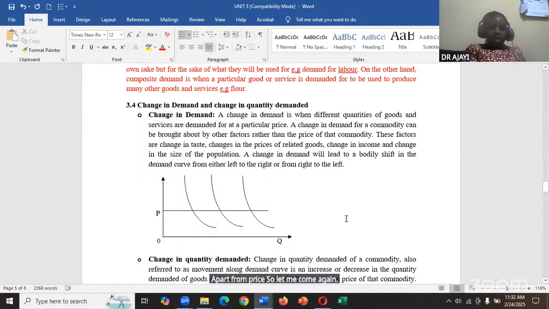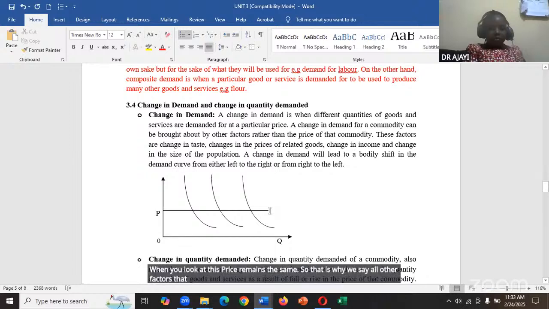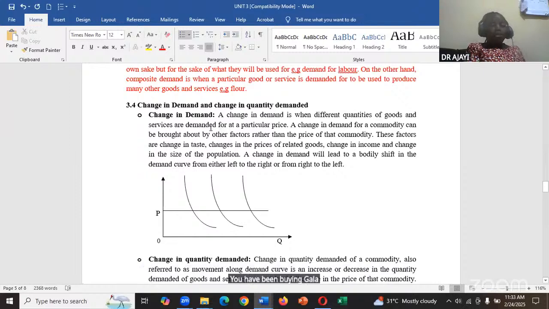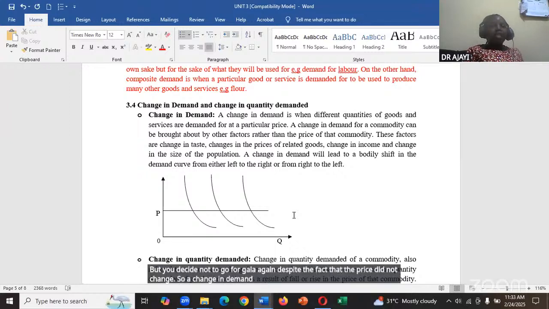When you look at this, price remains the same. That is why we say all other factors that influence demand, apart from price. So what brings about a change in demand is that price does not change. You have been buying gala for 100 naira. The price of gala remains 100 naira. But you decide not to go for gala again, despite the fact that the price did not change. So a change in demand can be caused by any other factor apart from price.